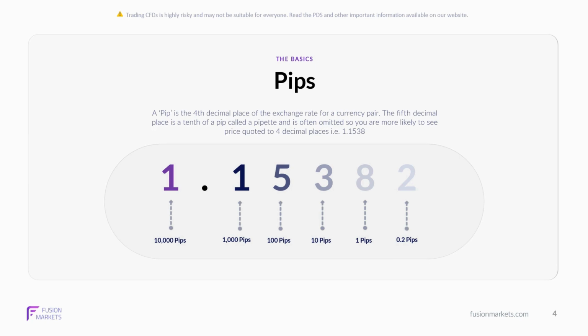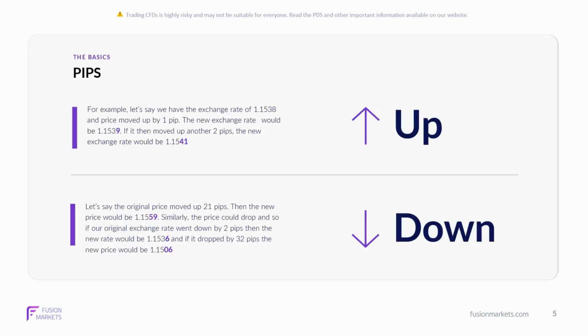Well, it's the 4th decimal place of the exchange rate for a currency pair. So in this example here, 1.15382, the 4th decimal place, 1, 2, 3, 4, is this 8 here. So this means 8 pips. The 5th decimal place, often omitted, is a tenth of a pip basically, also called a pipette. So this would actually mean 2/10 of a pip. But like I say, this 5th column is often omitted, and you're more likely to see a currency pair stated to 4 decimal places. So let's look into this a little bit further.